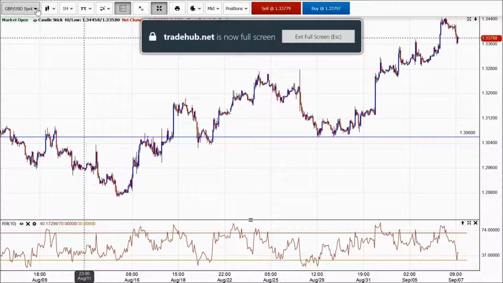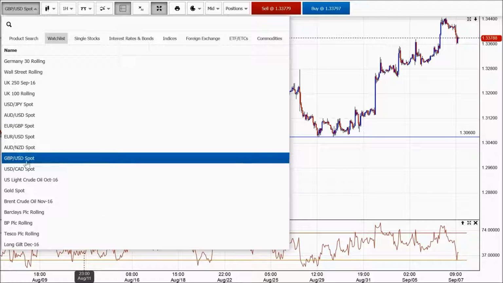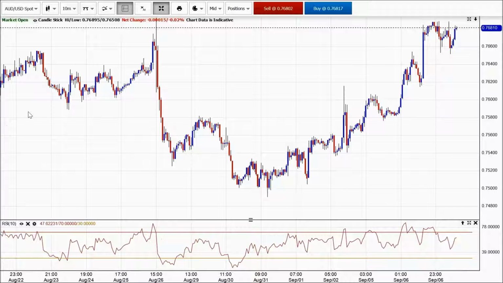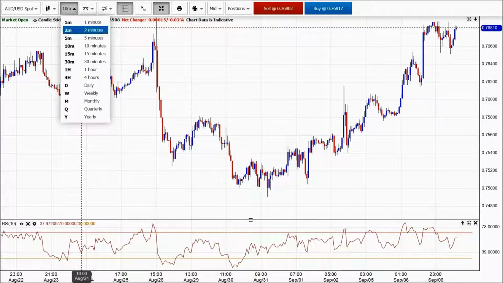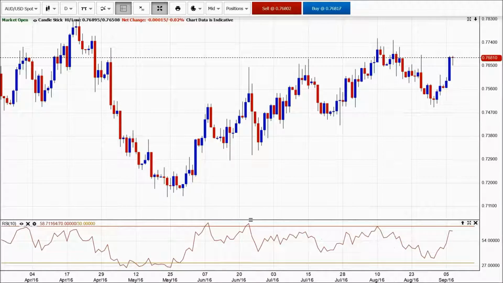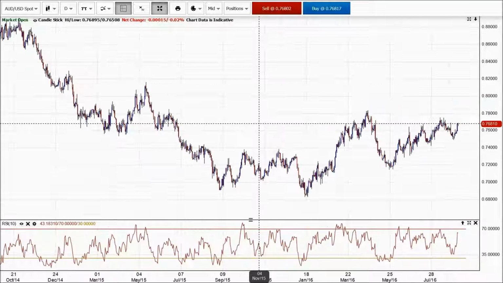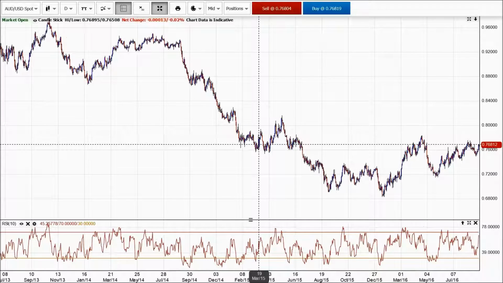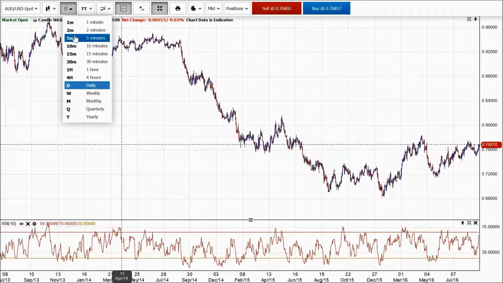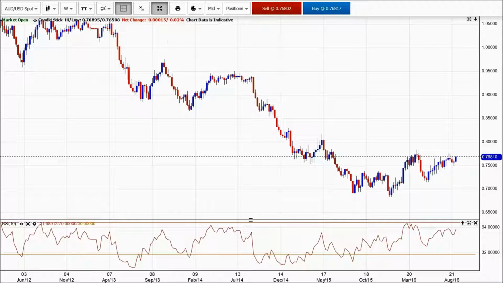Okay, the other one we looked at last week to watch is Aussie dollar, US dollar. So the Australian dollar, US dollar, and I think I was bullish on it, but again it's a really interesting one at the moment for long-term chartists. Do we need to go weekly? Do we need to go as far back as that?